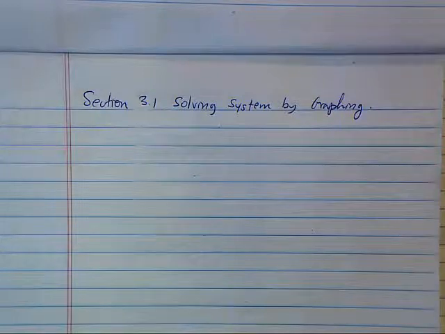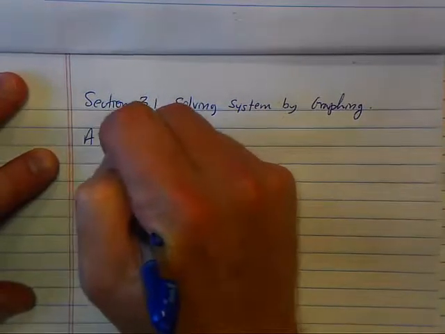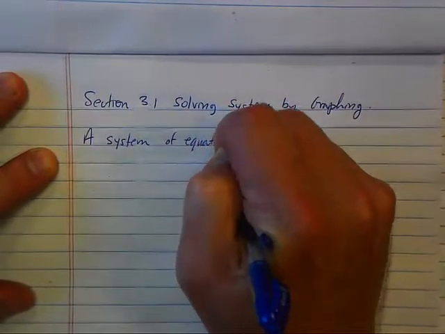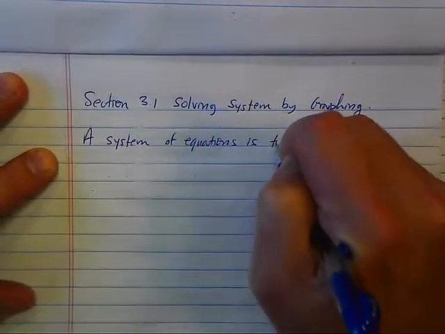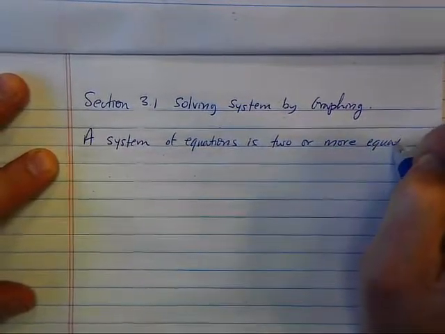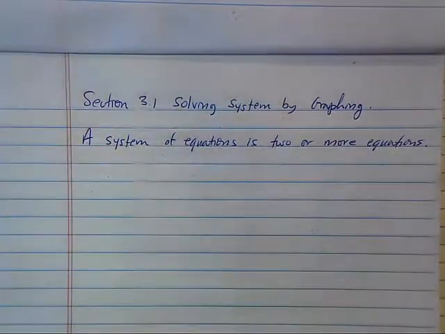In chapter 3, we're going to talk about something known as a system of equations. Anybody know what a system of equations is? A lot of equations, that's correct. An equation is one equation. A system of equations is simply two or more equations. That's all it is.